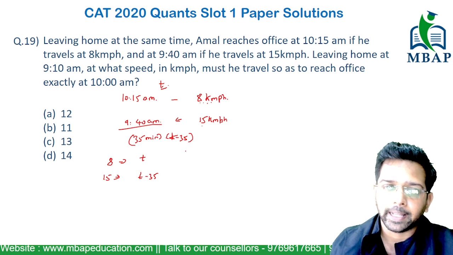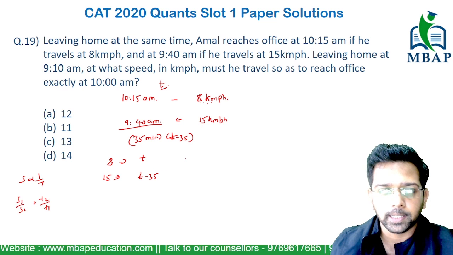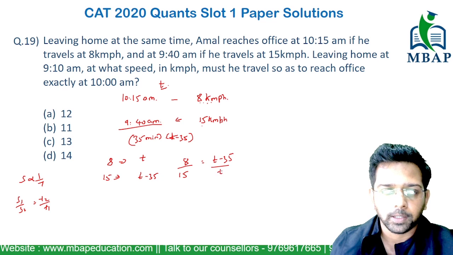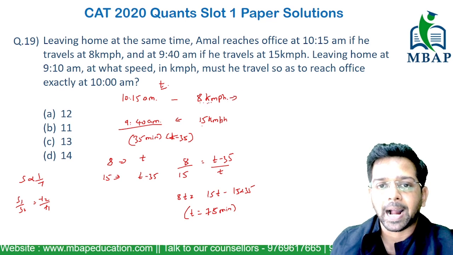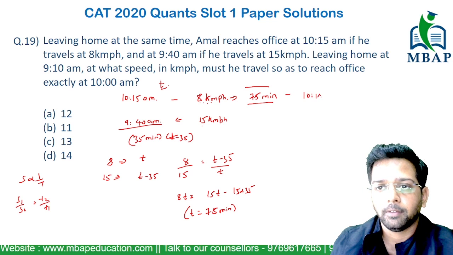We know here, again, time and speed are inversely proportional to each other. So s1 by s2 will be equal to t2 by t1. So in this case, 8 upon 15 will be equal to t minus 35 upon t, which gives you 8t equal to 15t minus 15 into 35. Solving this, you will get the value of t as 75 minutes, which means the original time at 8 kmph will basically be 75 minutes, and he's reaching at 10:15.